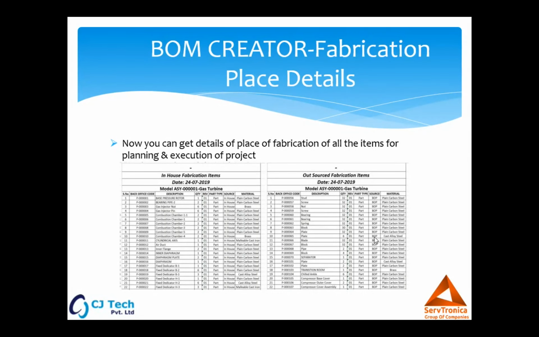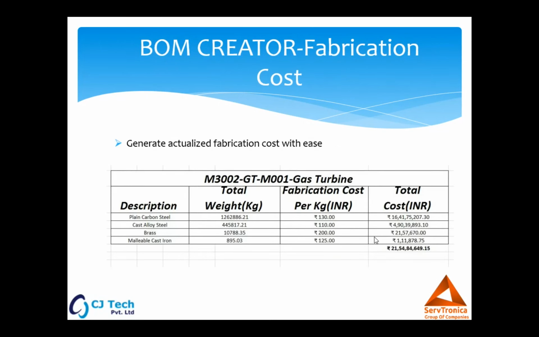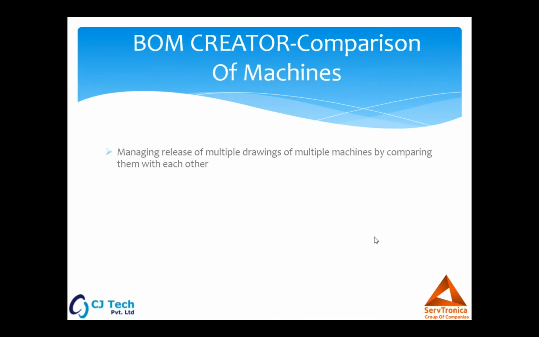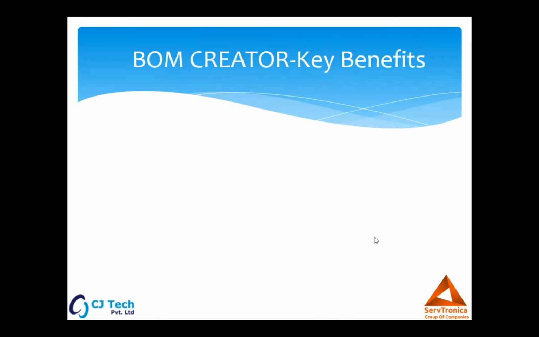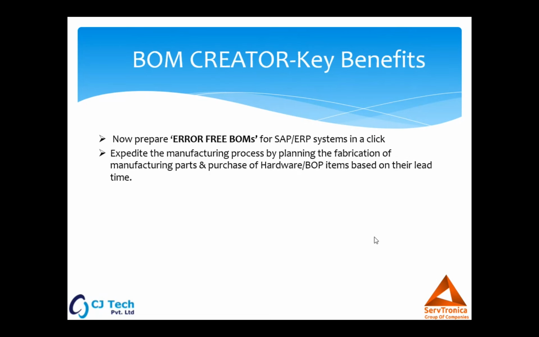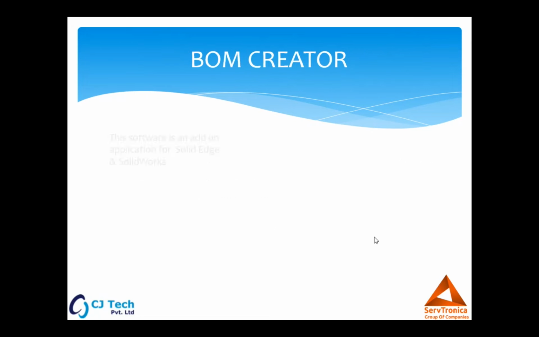You can identify what all items are to be manufactured in-house and what are to be outsourced. You can do the complete project costing. You can compare and identify the common and the unique items. As I said, we were talking about the key benefits: it's an error-free BOM, it speeds up your complete planning activity, and you can track your release of drawings. Now it's more transparent between every department. With a click of a button, you can do a project costing, and you can reduce your scrap considerably.